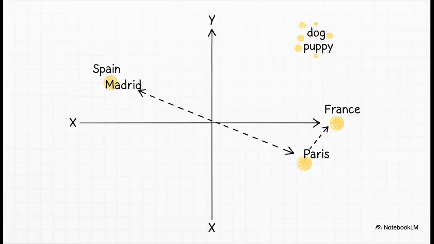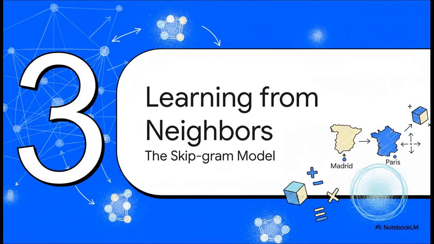And what's so cool is that once you have this map, these amazing patterns just appear. As you'd expect, similar words like dog and puppy end up really close together. But it's more than that. Consistent relationships, like between a country and its capital, they form parallel lines. So the trip you take from the Spain point to the Madrid point is the exact same direction and distance as the trip from France to Paris. Okay, but that just leads to the next big question, right? How does the computer actually build this incredible map in the first place?